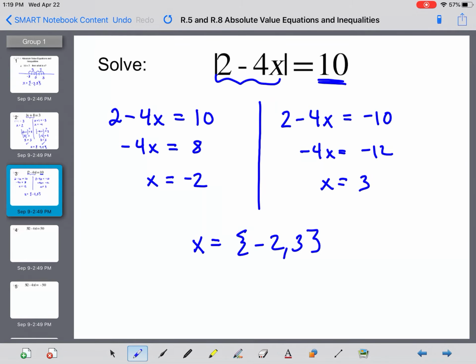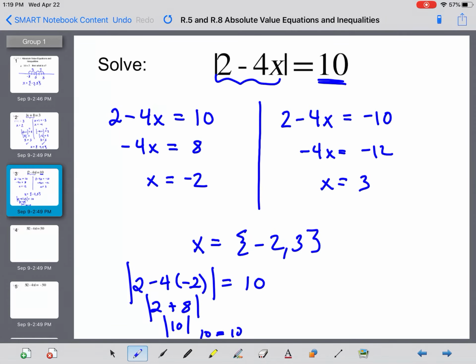Again, with any of these absolute value equations, you can really quickly go back in and check to make sure your solution works. If I plug in negative 2, this would give me the absolute value of 2 minus 4 times negative 2. Is that equal to 10? Well, let's see what we get. Negative 4 times negative 2 gives me a positive 8. 2 plus 8 is 10, and the absolute value of 10 is most definitely 10. So that side checks out.